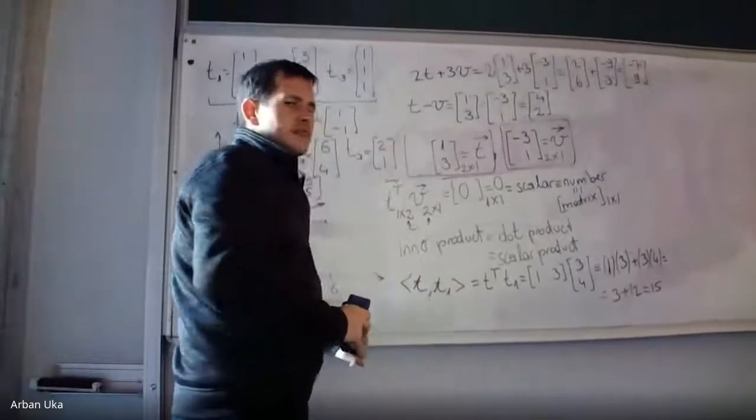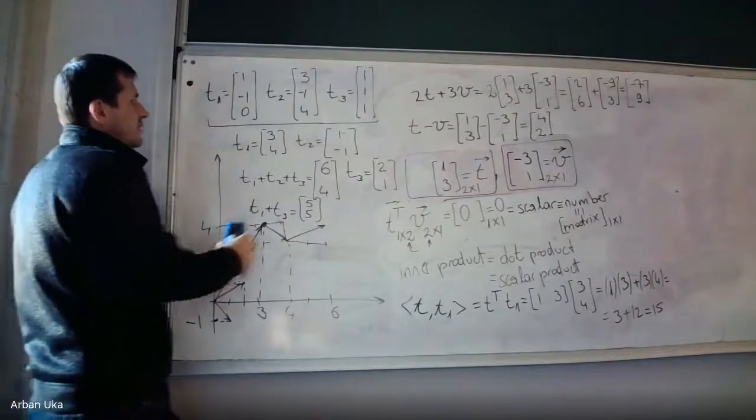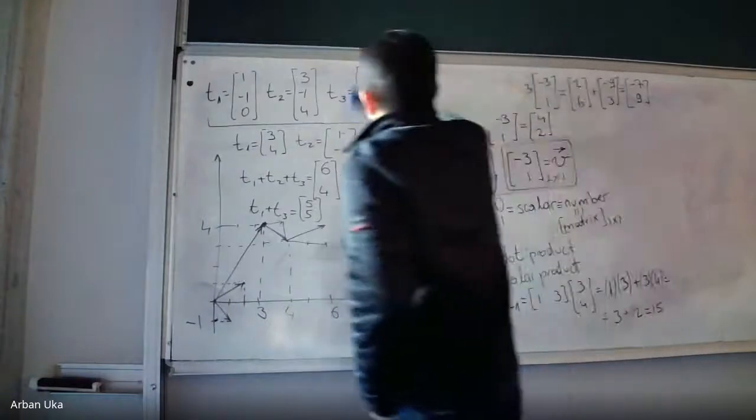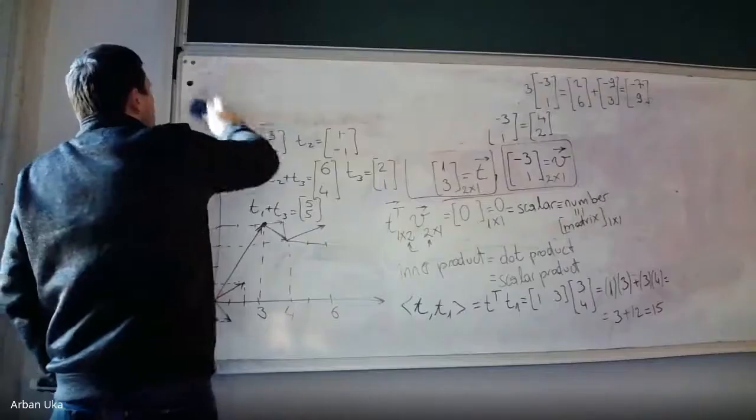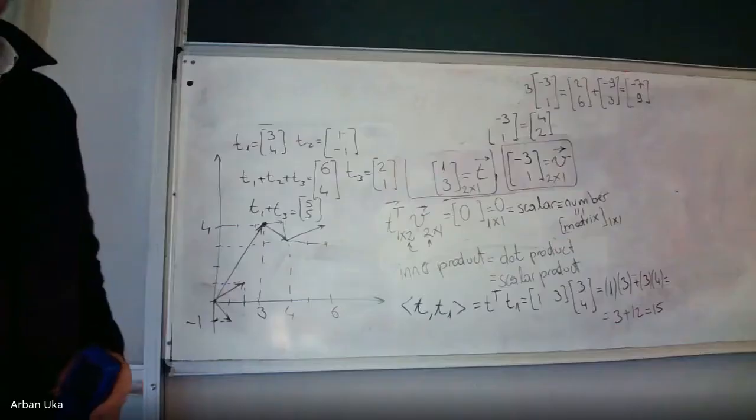Now we can also define the inner product of a vector with itself. Can I ask a question? Sure. So the inner product of two vectors is always the transpose of the first times the second? Yes, it's a good question.